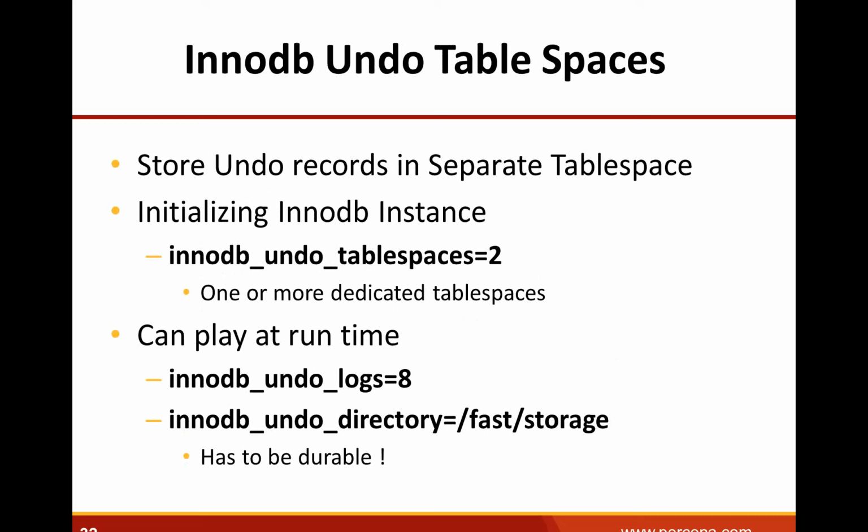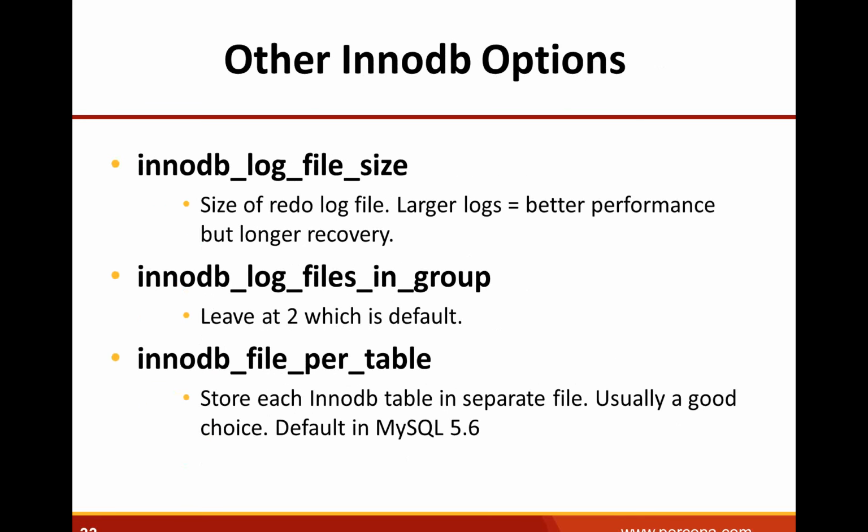undo tablespaces, which allows us to specify one or several dedicated tablespaces where they will be stored, and undo logs, which is the number of logs we have, which can be higher than the number of tablespaces. Higher numbers are typically used if you have a lot of contention on undo space, which will be allocated to those undo tablespaces in round robin fashion.